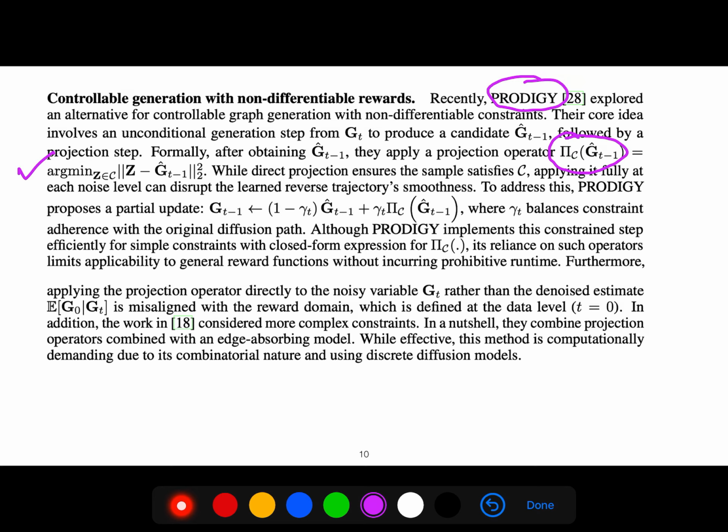ProDiGy proposed a partial update. So a little bit of the previous and a little bit of the projection. So we are not doing something extreme. This gamma t here balances these two worlds. It balances constraint adherence with the original diffusion path.